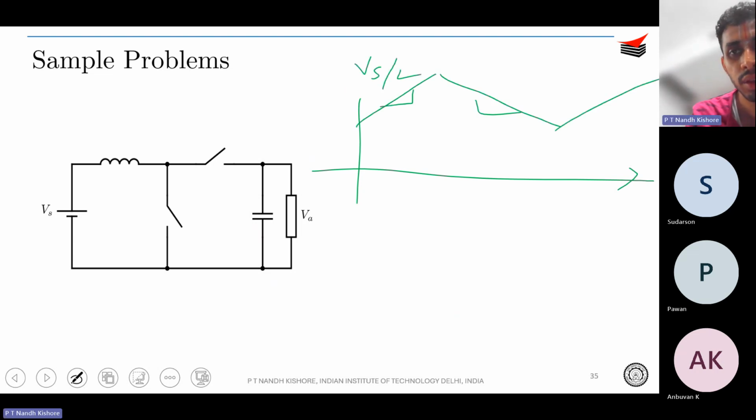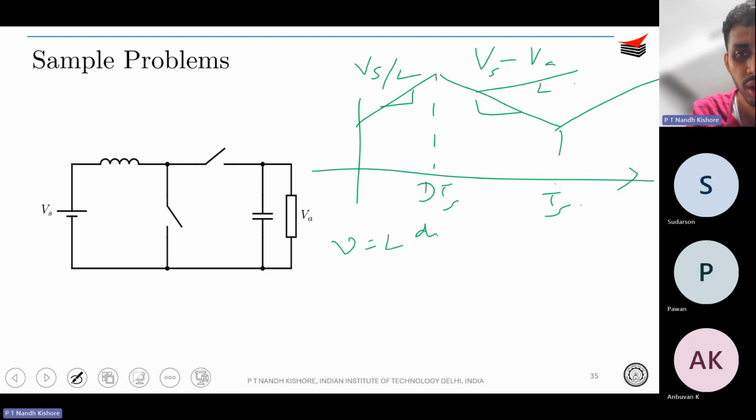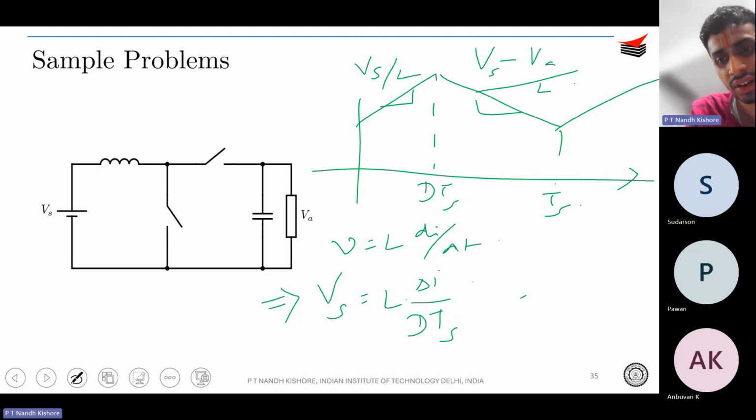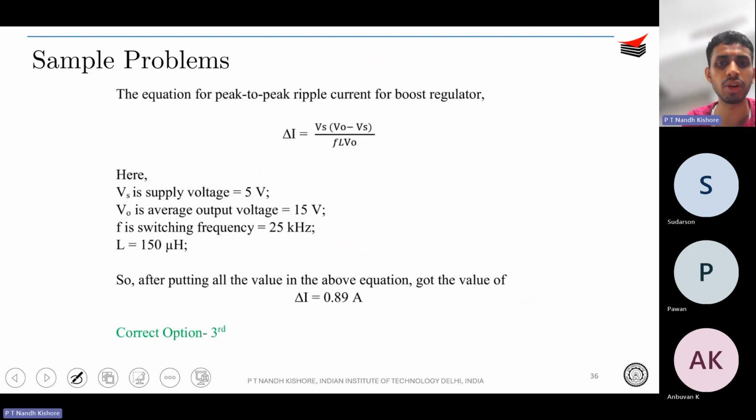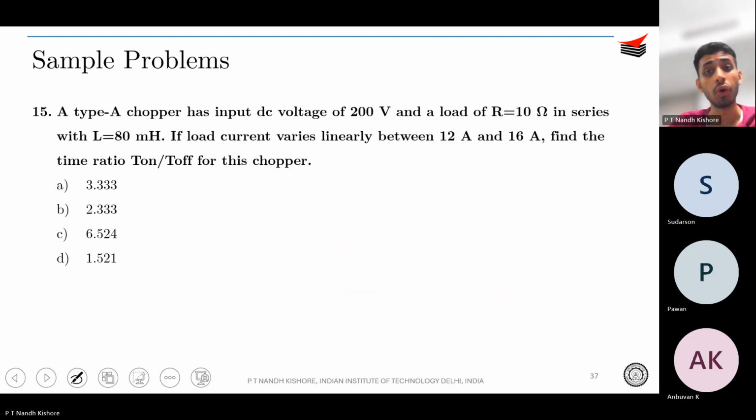Vs over L, Vs minus Va over L. This is dTs, this is Ts. Therefore, V is equal to L di/dt. Vs is equal to L into delta I by dTs. Substitute the terms, you will get the answer. Delta I. So that is what we have done over here as well. You will get 0.89 amperes. So it's a pretty simple problem, I guess.